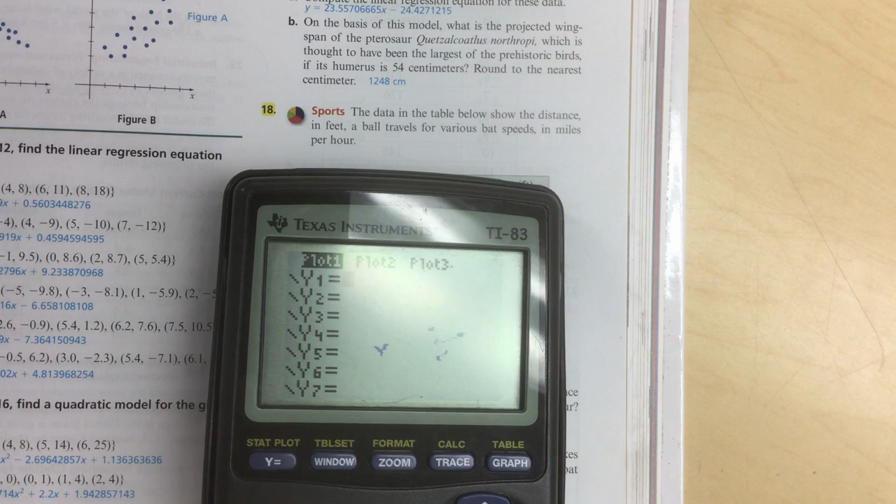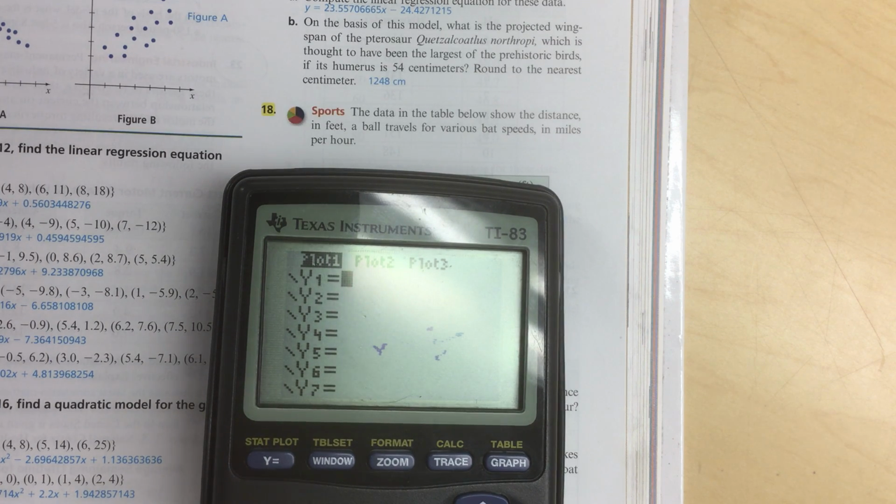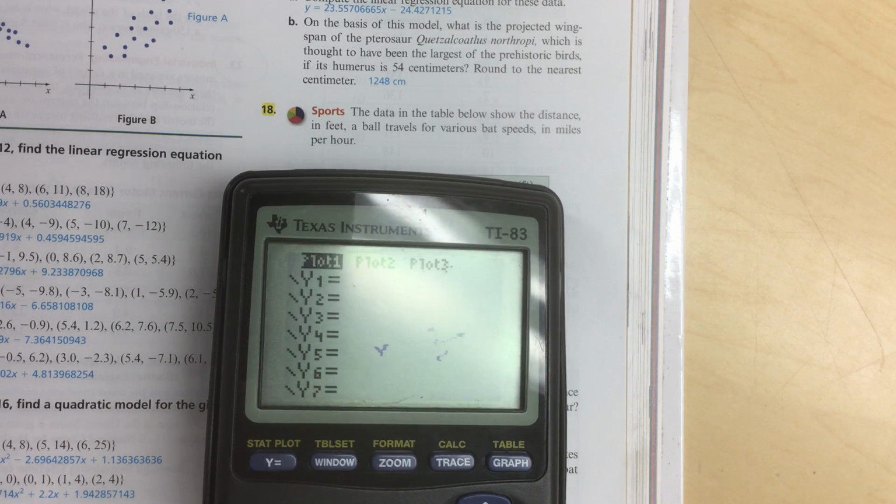turned off right now, which is a good thing sometimes because you might forget that you have numbers in L1 and L2, and then you go to graph something, and if some of the numbers in L2 get deleted but not L1, it'll give you an error because it can't plot them. So often when you have some weird thing going on, make sure all your stat plots are turned off, okay?